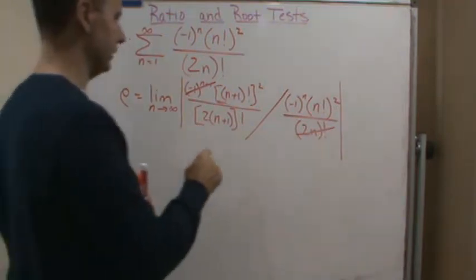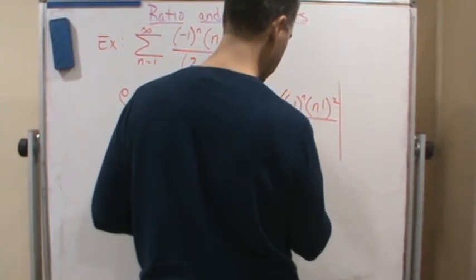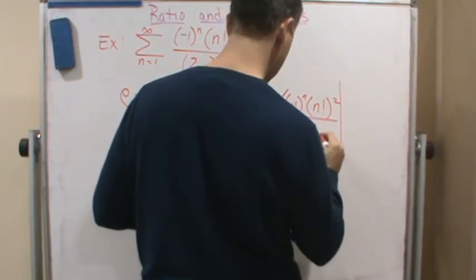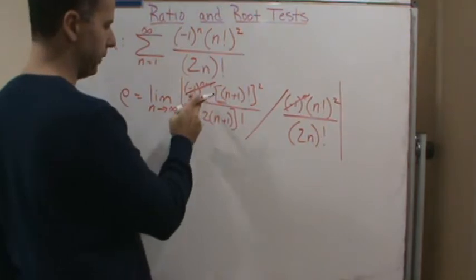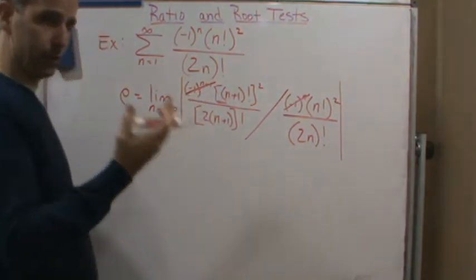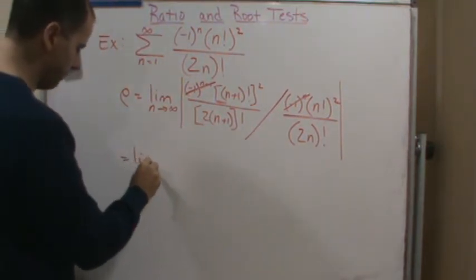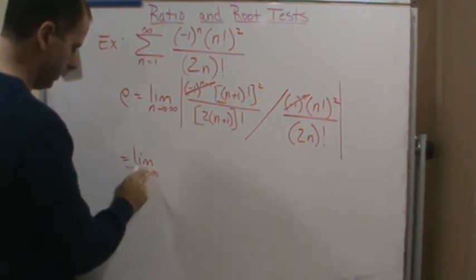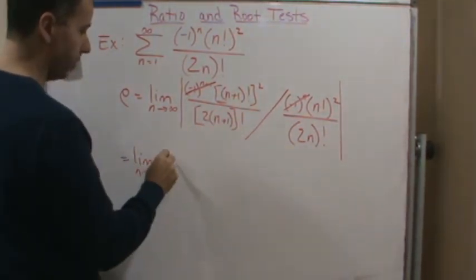Now, since we're dealing with absolute value, these are going to go away since it's positive. Okay, in any case, we're going to end up with a -1 on top, but again, because of the absolute values, they're going to go away. So we're going to write this as the limit as n approaches infinity.